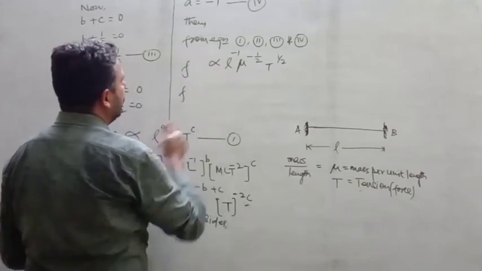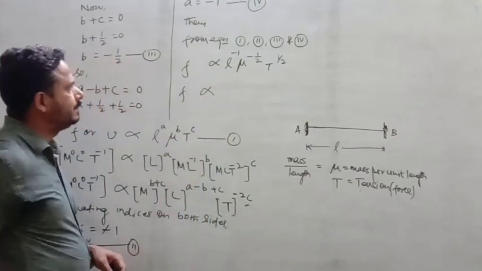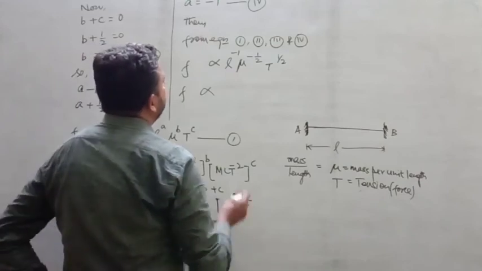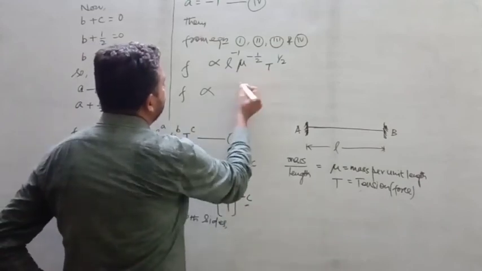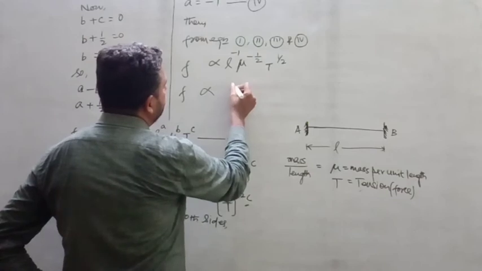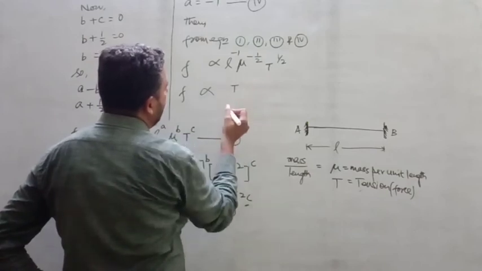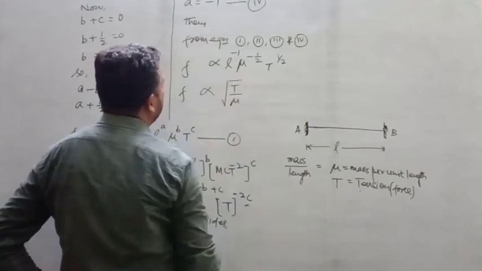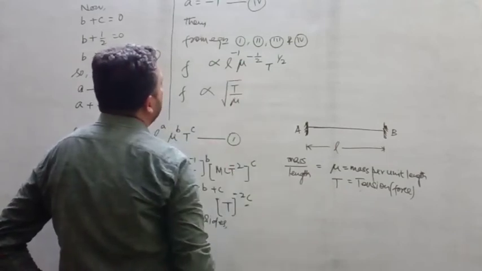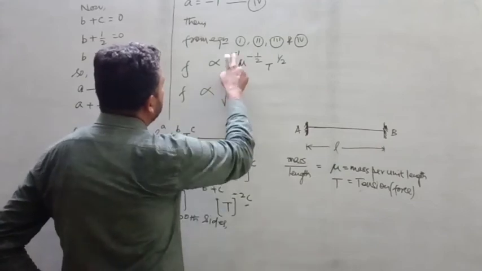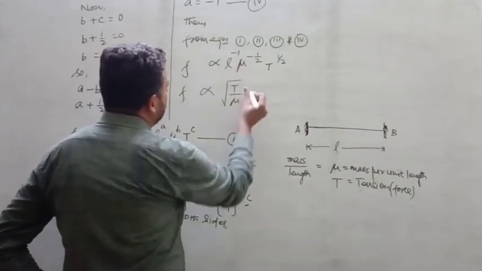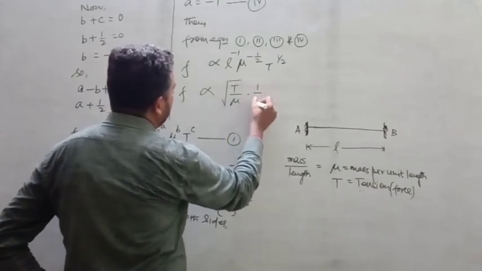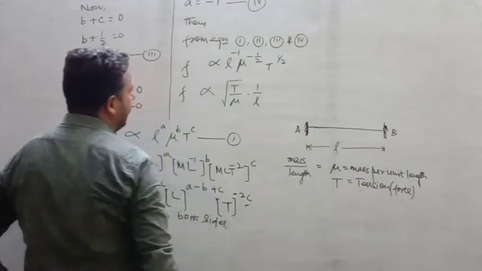So what you are getting from here is that your frequency is proportional to root of T by mu, and L will be there to the power -1. So you just take it outside, 1 by L.